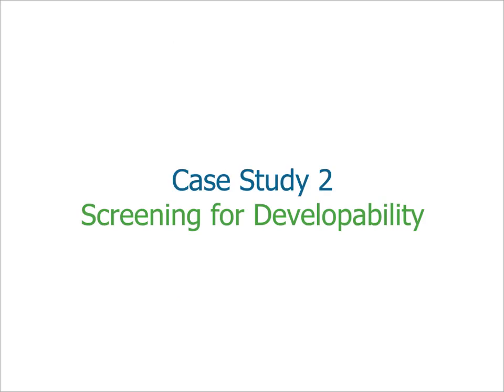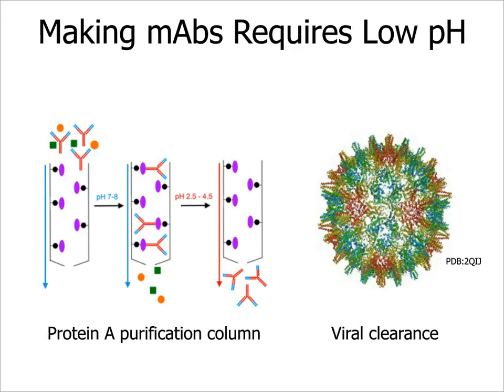The second case study doesn't look at long-term stability. It looks at screening for developability. So rather than necessarily screening for storage, we're screening for how developable the proteins will be. And the particular case study that I'm going to show you involves subjecting the monoclonal antibodies to low pH.